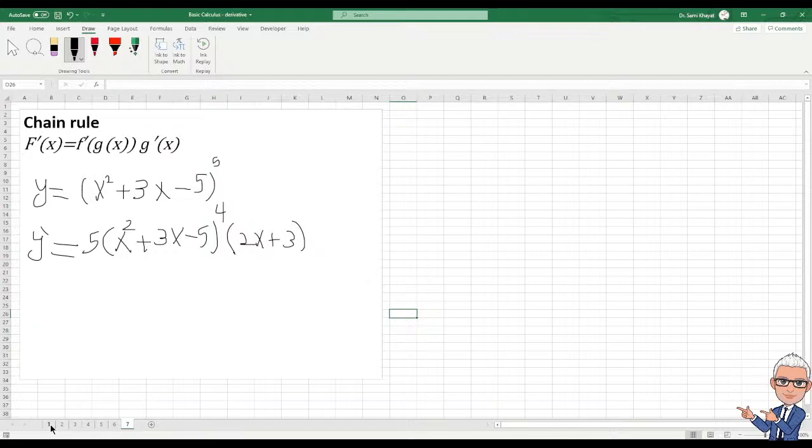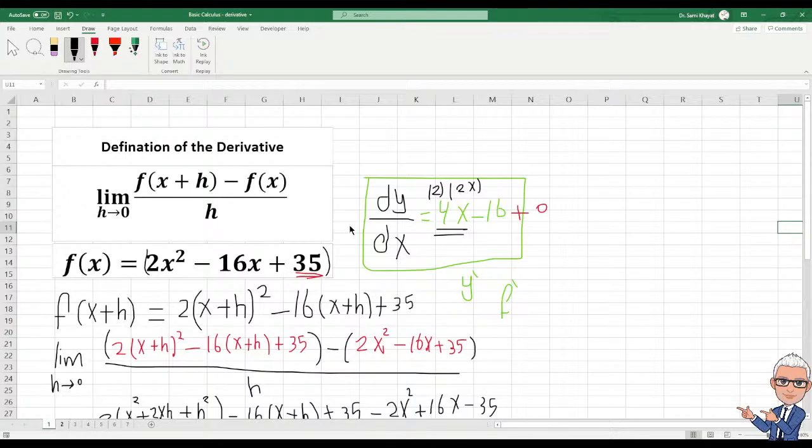Now, I will review and summarize things again. This method here is by definition. If somebody asks you to find the derivative by using the definition, it is the limit as h approaches 0 of f of x plus h minus f of x, divided by h.